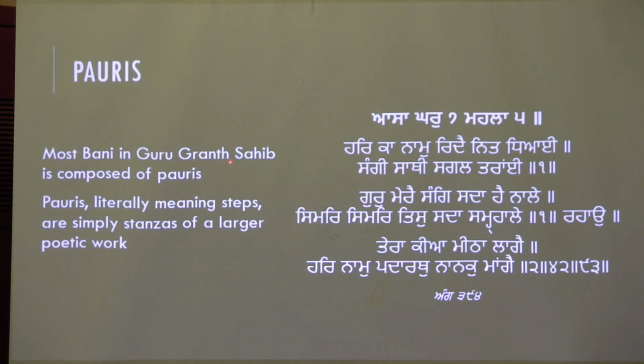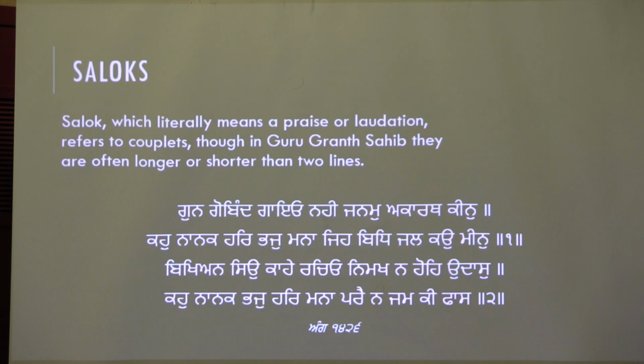So paurees are literally steps, and they're what we would call in English stanzas of a poem or a song, okay? Slok literally means when you're praising somebody, that's a slok. But in poetry, slok refers to a couplet. So a couplet is a two-line poem, okay?